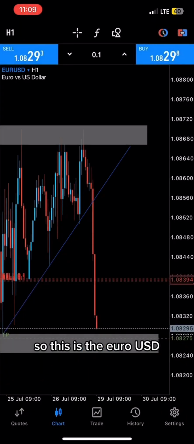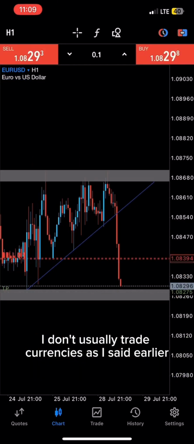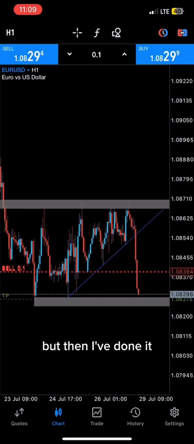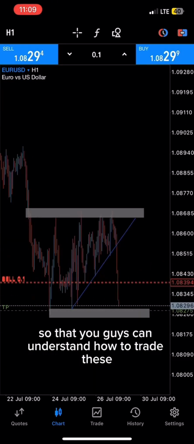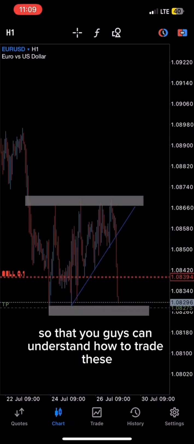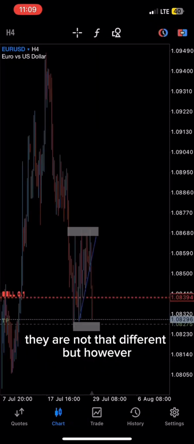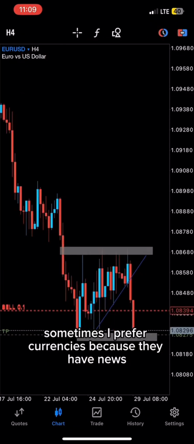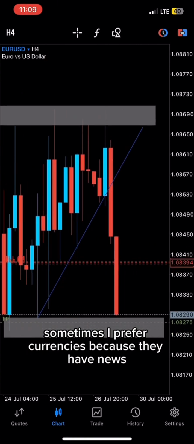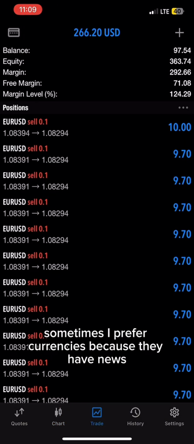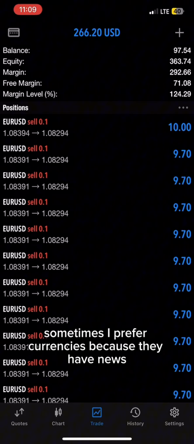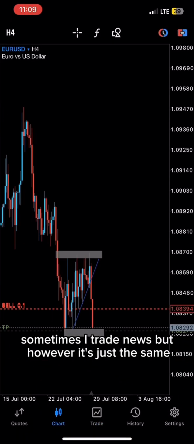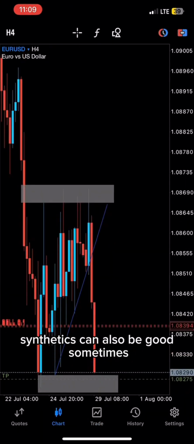So this is the Euro USD. I don't usually trade currencies, as I've said earlier, but I've done it so that you guys can understand how to trade these. They are not that different, but sometimes I prefer currencies because they have news. Sometimes I trade news, but it's just the same. Synthetics can also be good sometimes.